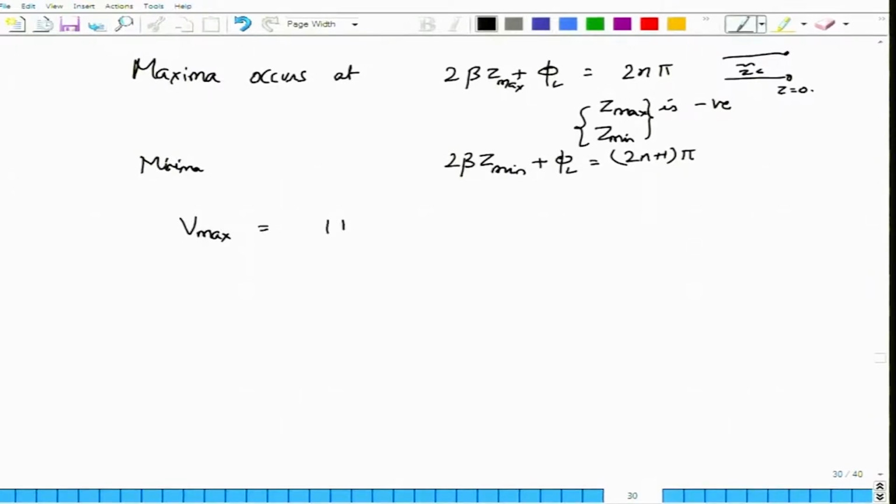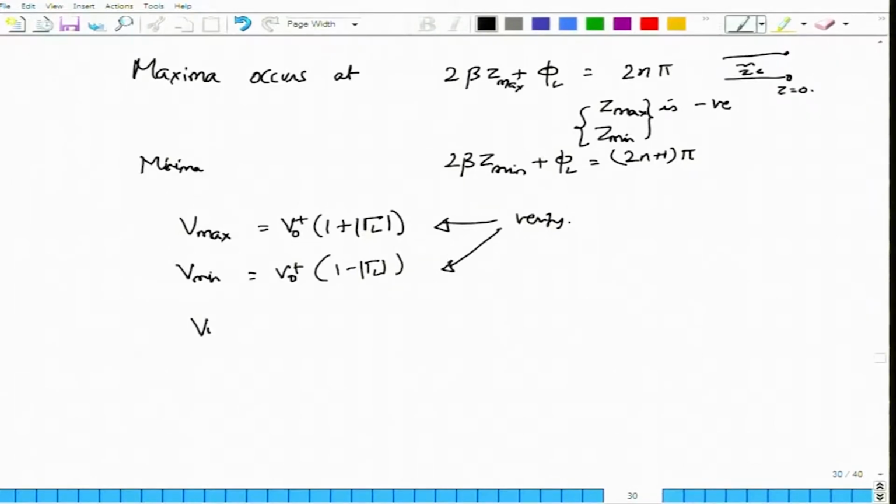The value of the voltage maxima happens to be (1 plus mod gamma L) into V0 plus. One short verification, please verify this one. Similarly, verify that the minimum voltage will be V0 plus into (1 minus mod gamma L). Please note that the magnitude of gamma L depends on the load type that you have connected. Again, you can verify that these two expressions are okay.